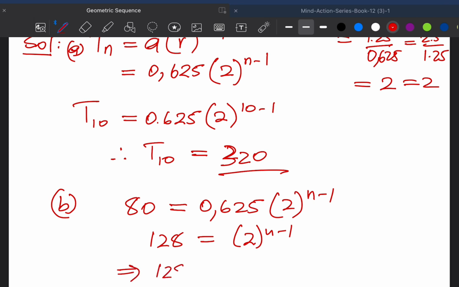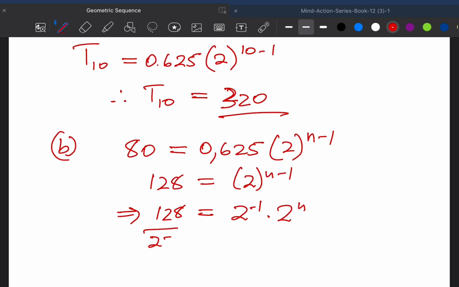Now, 128 equals 2 to the power of minus 1 times 2 to the power of n. We divide both sides by 2 to the power of minus 1. This and this, they go away. So 128 divided by half, we get 256, then 2 to the power of n there.